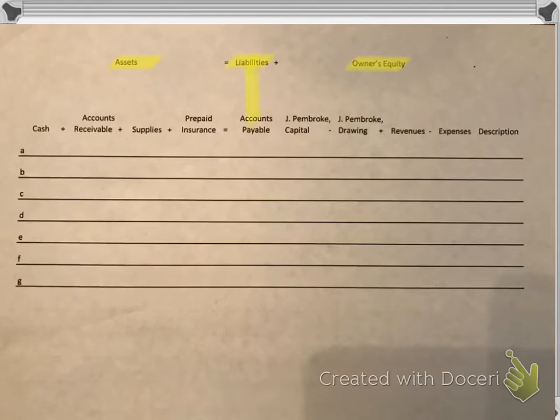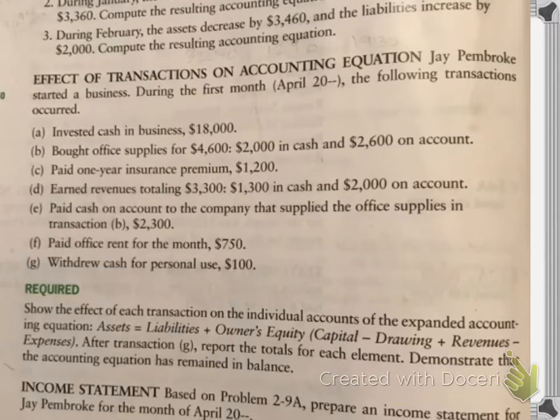And we have one liability account that we're going to need for this problem, accounts payable. And then here are your accounts that make up owner's equity. You have capital minus drawing plus revenues minus expenses. So just want you to understand what we're looking at here. So let's go back. Just a couple of reminders.